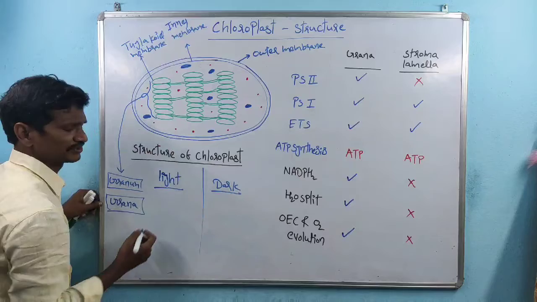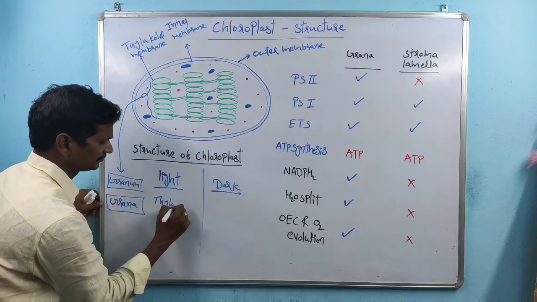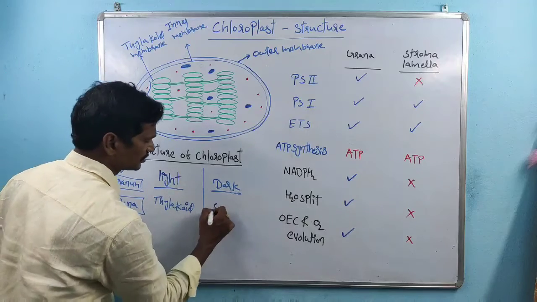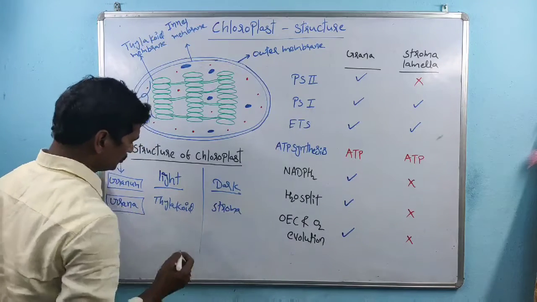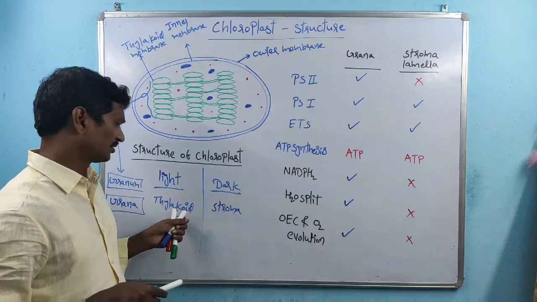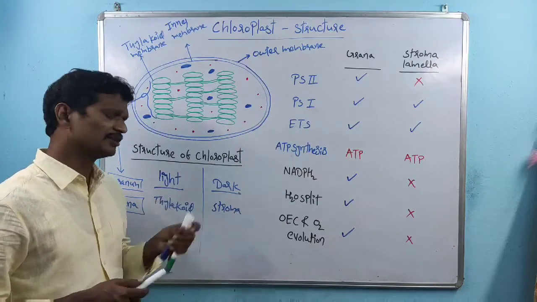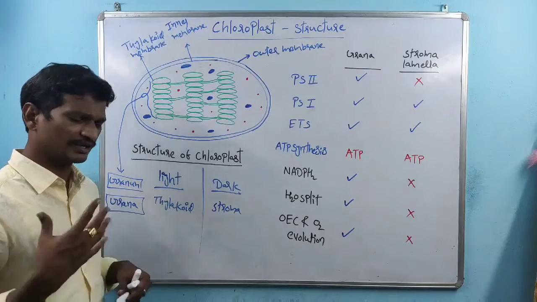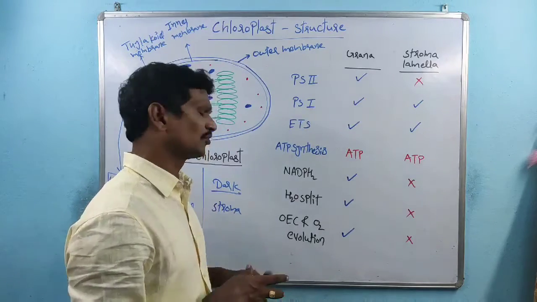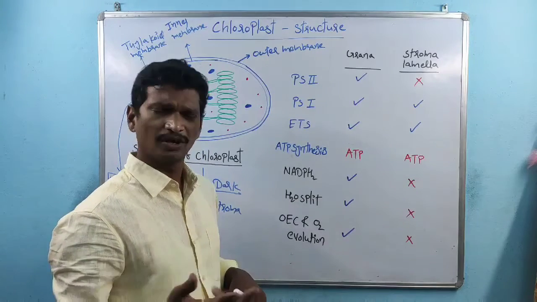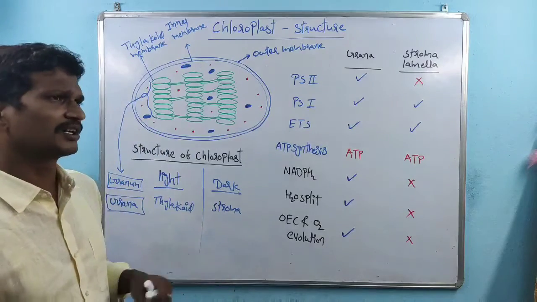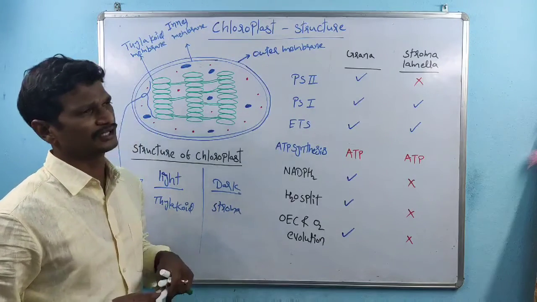The light reaction takes place within the thylakoid membrane. The dark reaction occurs within the stroma. So this is the big difference between the light reaction and the dark reaction. The concept is that the thylakoid membrane is responsible for trapping light energy, and the stroma is responsible for the dark reactions, that is, the carbon dioxide fixation reactions.